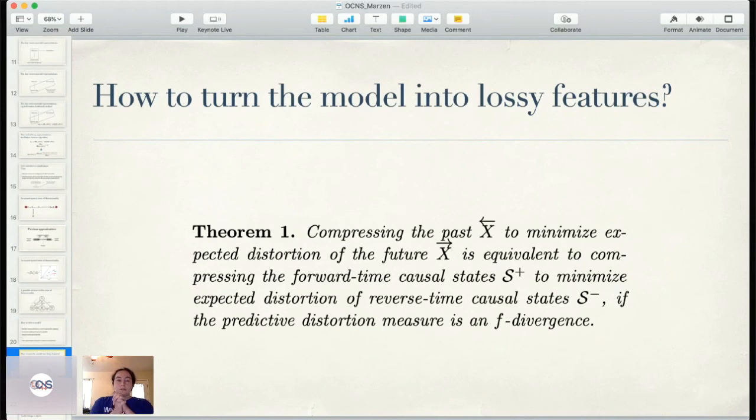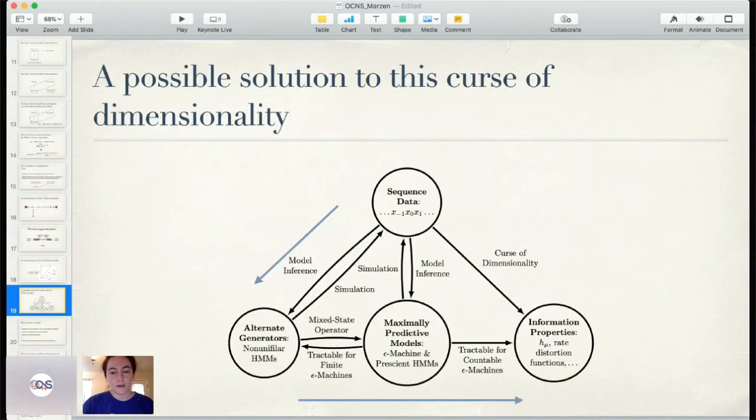Okay, so if I go back two slides and tell you about the procedure here, I've told you about model inference. I've told you, and you'll just have to trust me on it, that there's this thing called a mixed state operator that will get you the machine you want. I haven't told you how to go from this unifilar hidden Markov model, epsilon machine, maximum predictive model, whatever you want to call it, to the lossy representation. So I'm going to tell you that now.